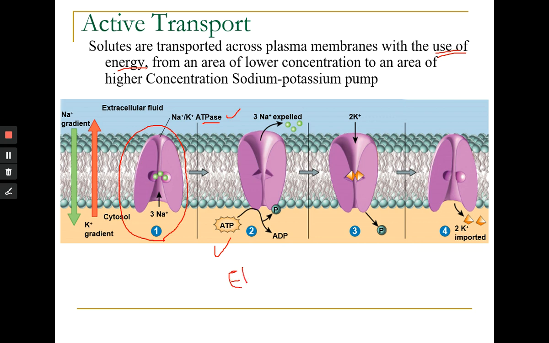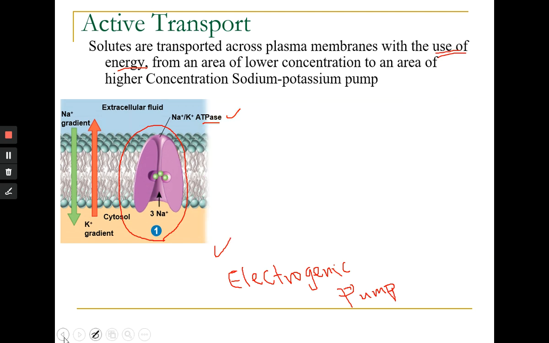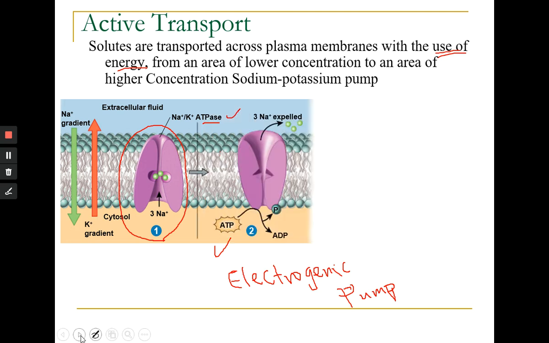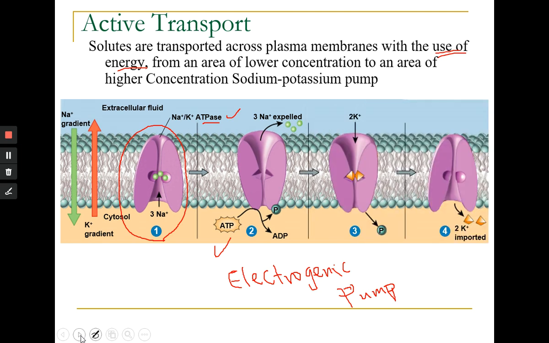Electro, because of the free electrical charge. Electrogenic pump. Why? Because there is a difference in charges. Okay. So this is the pump: sodium potassium ATPase activated, three sodium goes to the outside, expelled. ATP is dissociated. Two potassium goes to the inside. Okay.